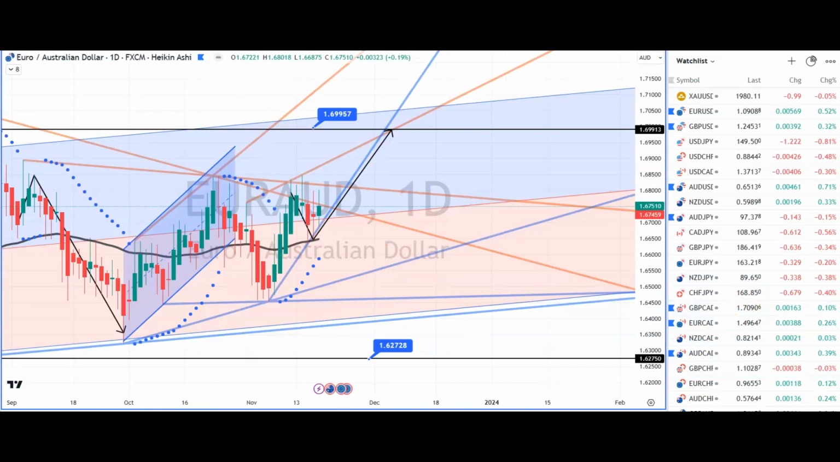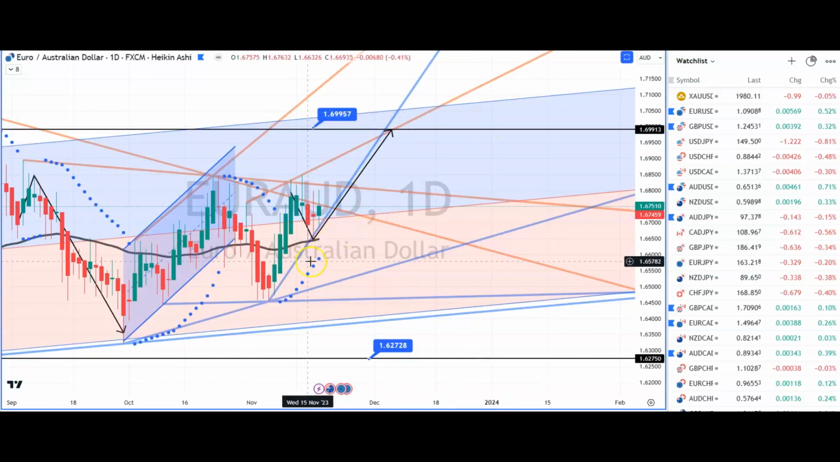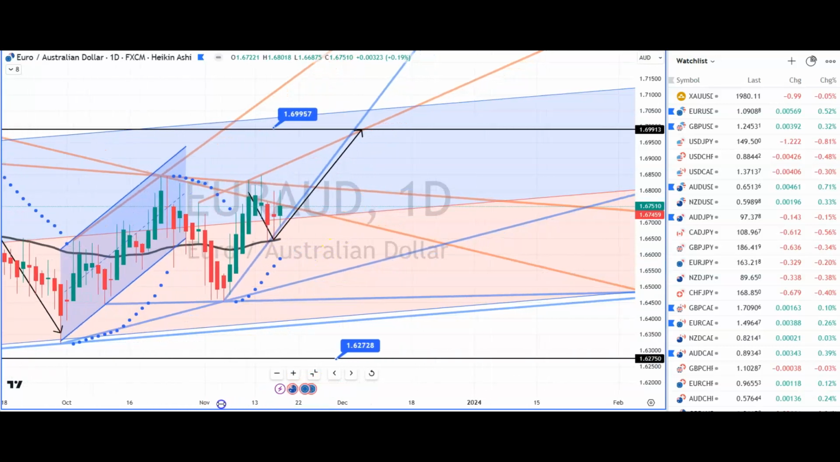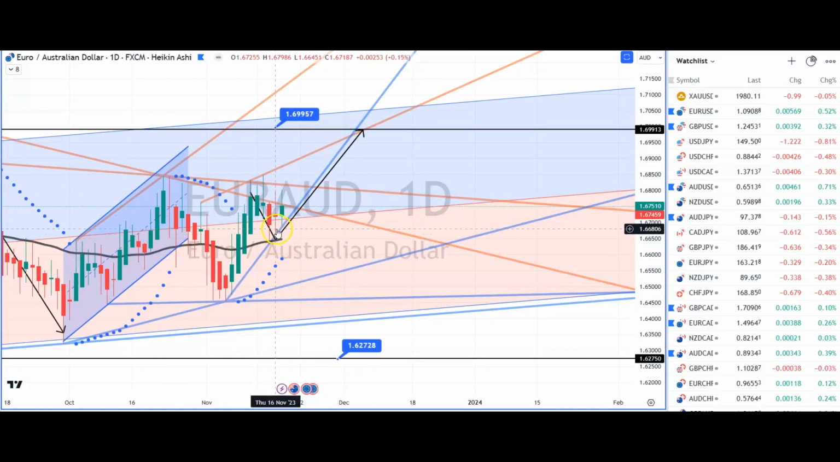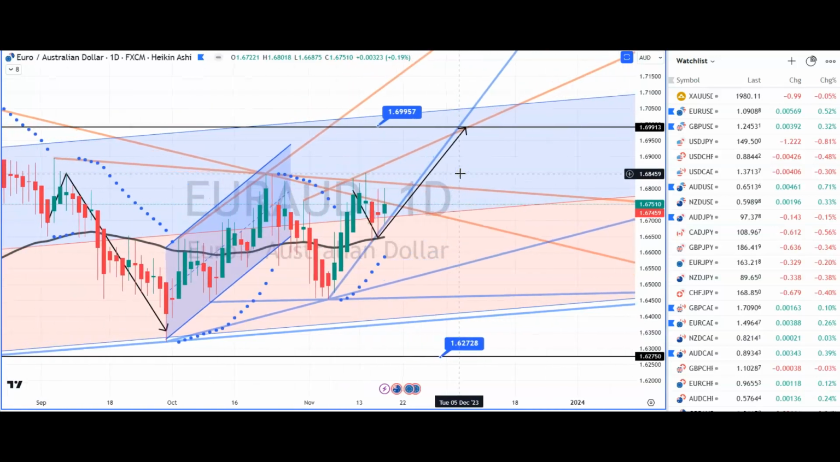Euro Aussie, keep an eye on this one. This is interesting. All the buys are in, and continued upward momentum is likely. We do have market structure to the upside, as you can see. As long as it holds on to that area there and above the 50 EMA, then there's a lot of lines saying there's resistance, but I think the trend will actually outweigh that. The target is 169.95.